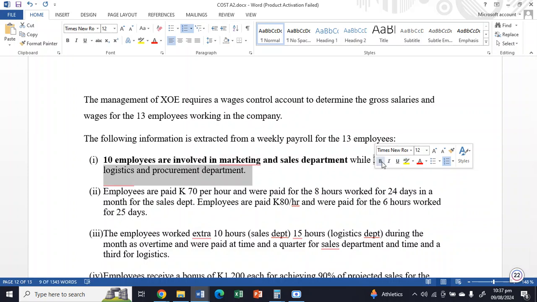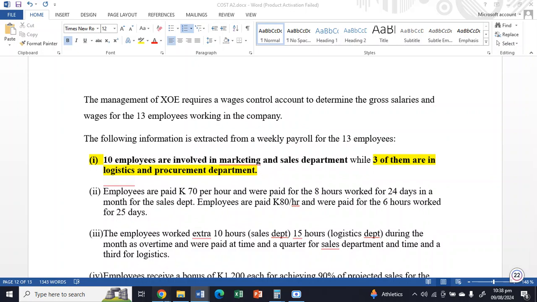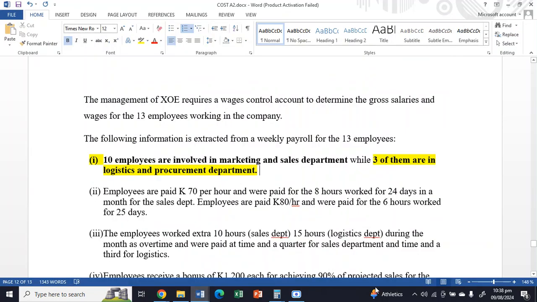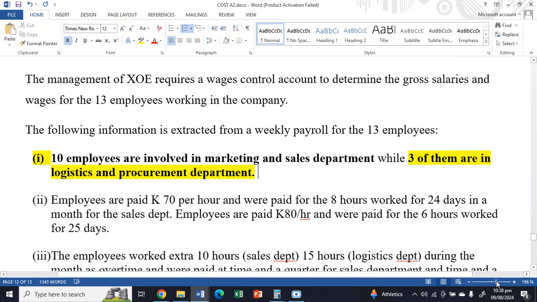Yes, or I zoom in the words. Huh? How about that? Is this okay?